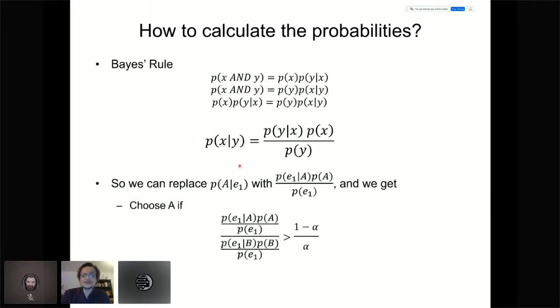So now you can essentially take this quantity and rewrite it like that, simply by substituting the terms. And so now what you get is the following policy. You choose A if this ratio divided by this ratio is larger than your criterion. And now these terms here you can cancel out, so you can simplify it a little bit. And it's just this quantity. This is now your decision rule for A. Of course, you get the other one for choosing B.